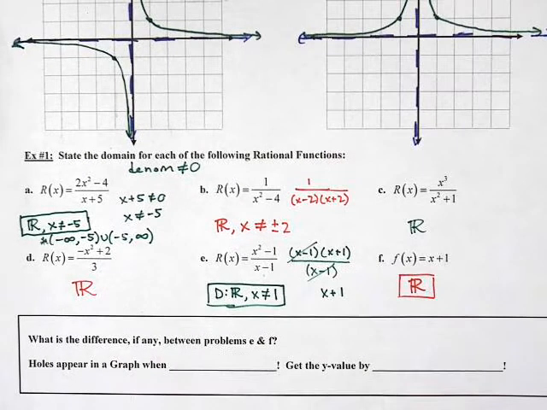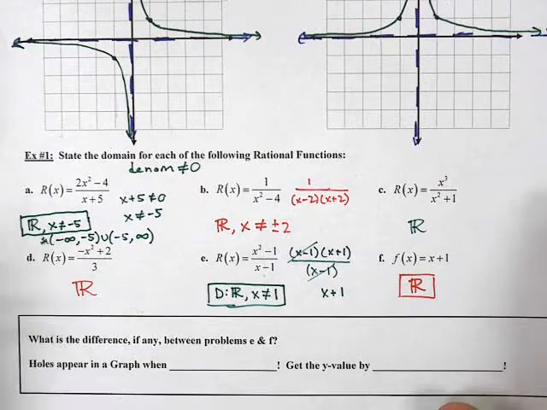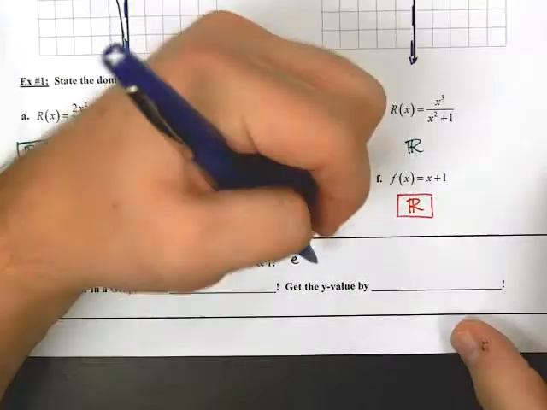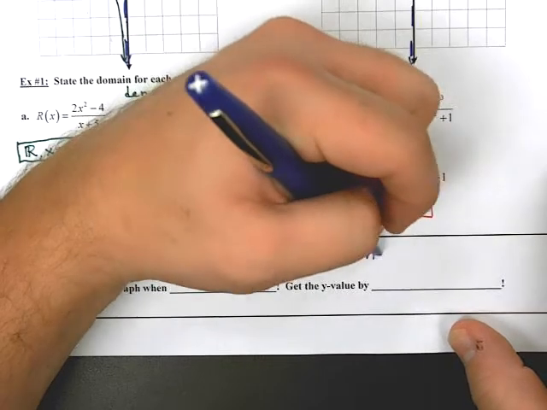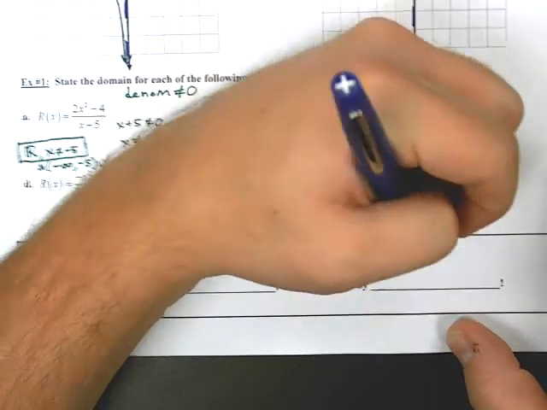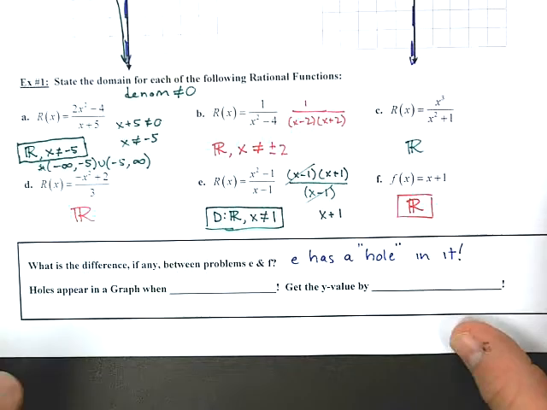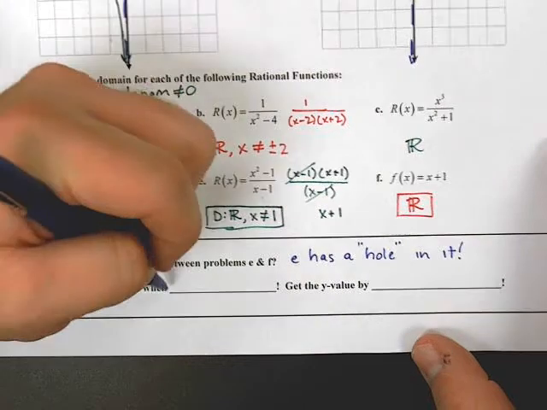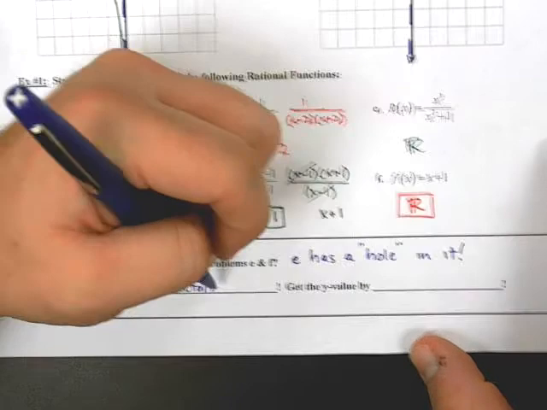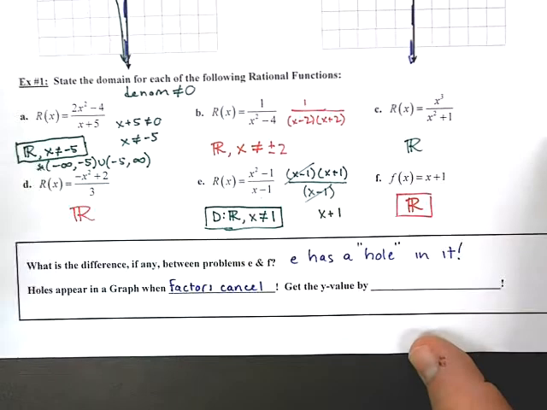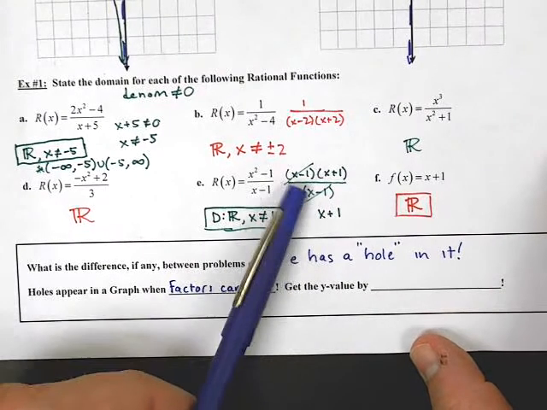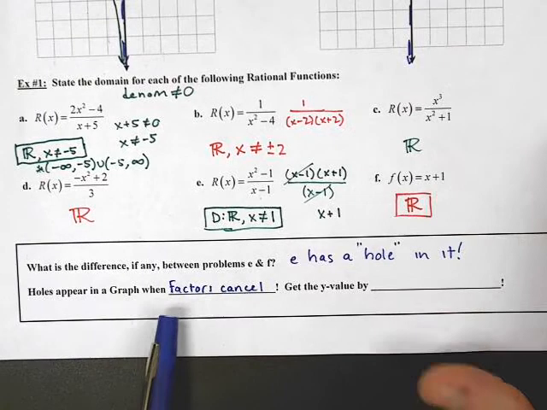And what we are going to learn about, and hopefully maybe you already learned about this in Algebra 2, is that E has a hole in it. E has a hole in it. What we need to know is that holes are always going to appear when factors cancel. That's what I meant by x minus 1 and x minus 1 in top and bottom. They canceled out. Anytime that occurs, you are going to get a hole in your graph.